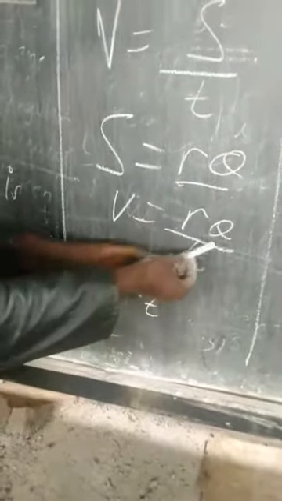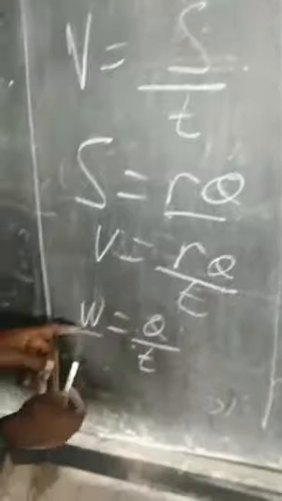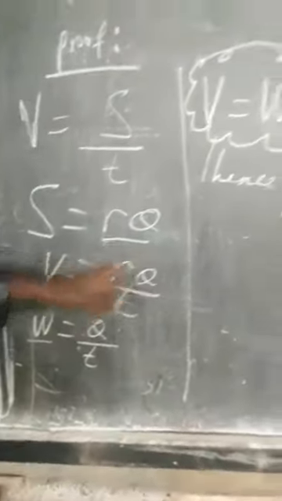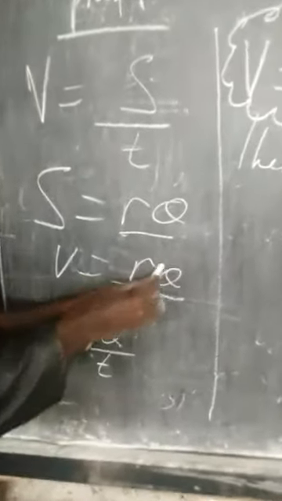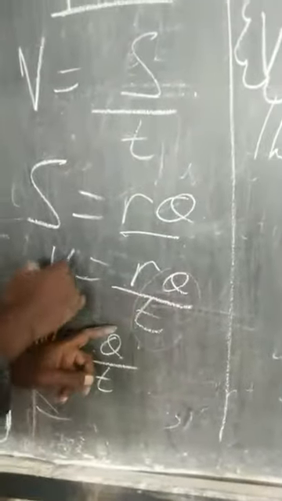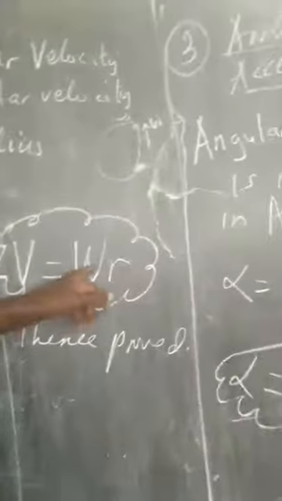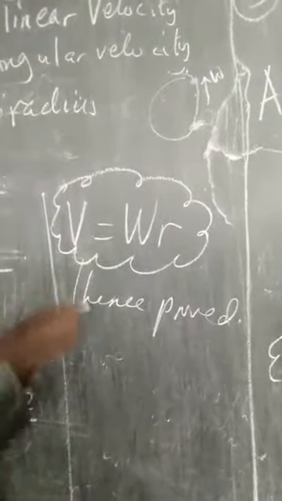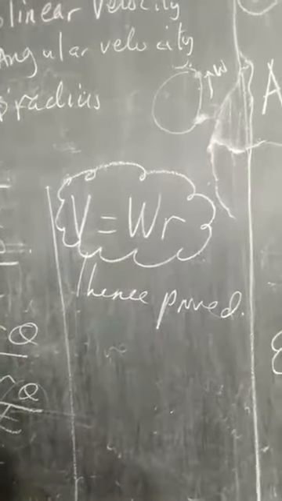Also I know that theta over time is equal to omega. So when you substitute omega here, it will be V is equal to omega times r. Hence proved. So this is the relationship between linear velocity and angular velocity.